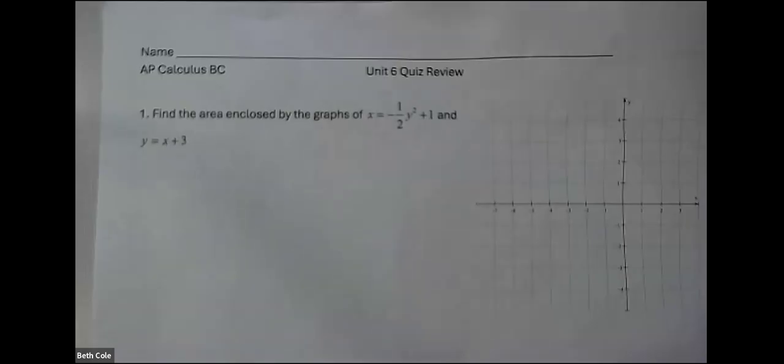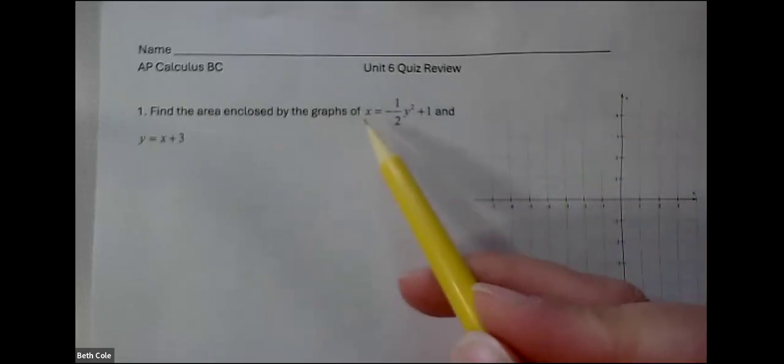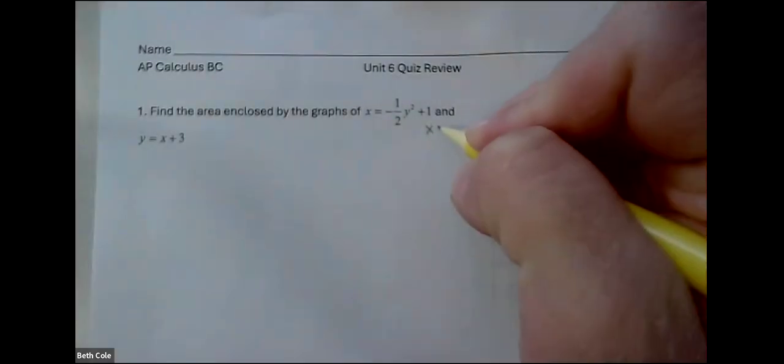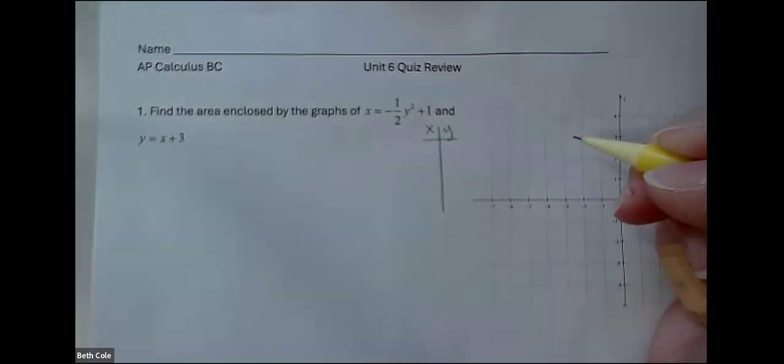Here is your Unit 6 quiz review. So the first one is area. I can tell already it's going to be a dy problem. This is my big clue that this is going to be a sideways graph. If you can graph it without making a table, that's totally fine. This isn't required, but I'm going to just make a table.